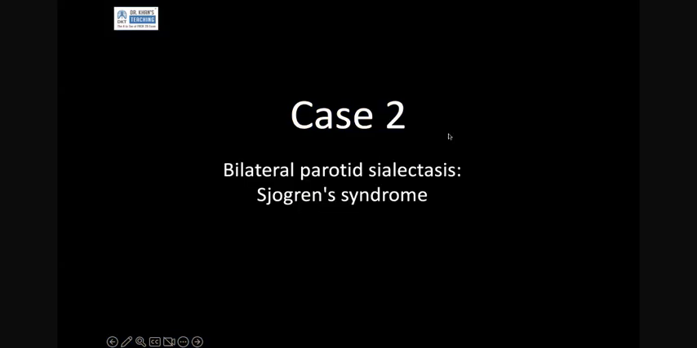Case 2 is bilateral parotid sialectasis, meaning duct dilatation, and this is a case of Sjogren's syndrome.